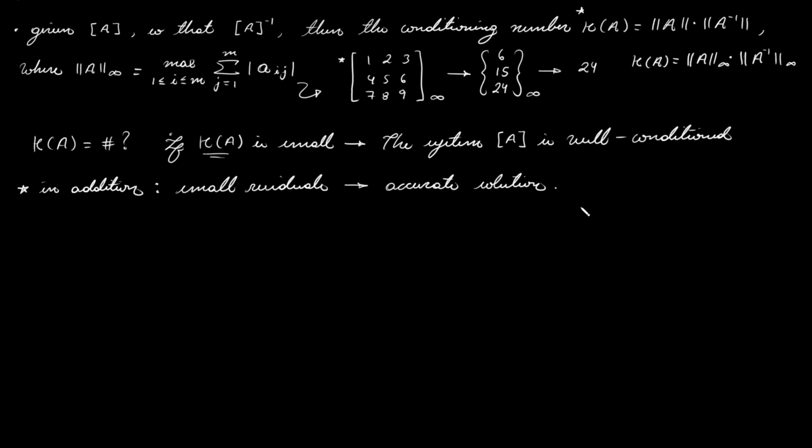Another thing that is important to know: the conditioning number is important, and the relationship between residuals and the conditioning number is important. It's also very important to understand when we have to use partial pivoting. This could be another question.